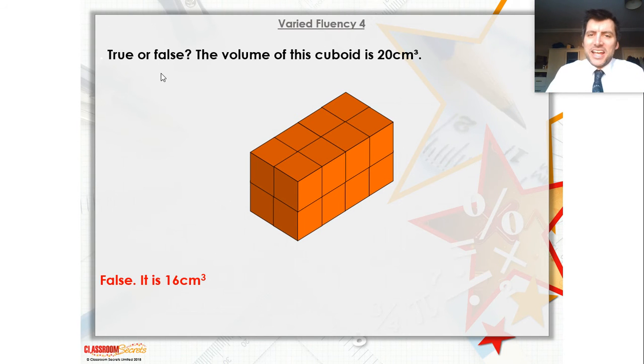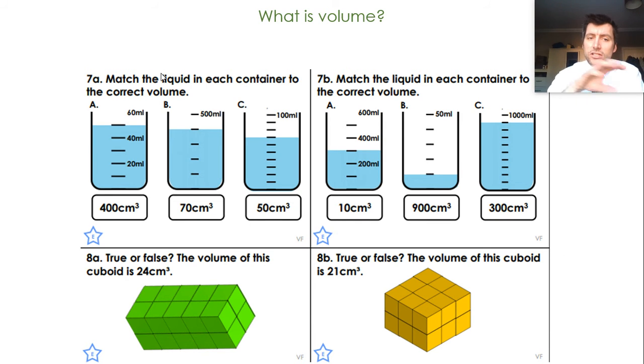Good job. Okay, guys, we're going to do a couple of sheets on this now. What we'll do, I'll show you the sheet. You write your sheet answers on your piece of paper and then you mark them yourselves. It's just to recap prior learning. So here, we've got some volumes and some cups. So which volume relates to which cup for 7A and 7B, and then a true or false question for our green and our yellow 3D shapes. So pause the video here while you work through those, please.